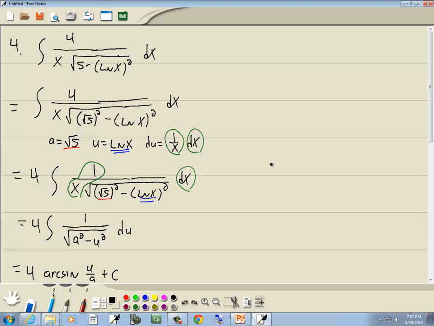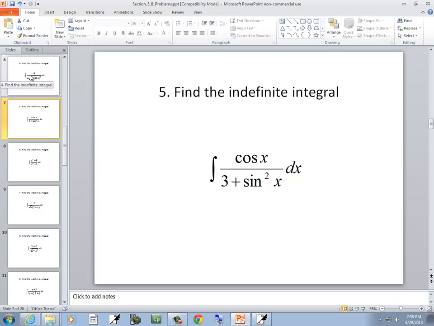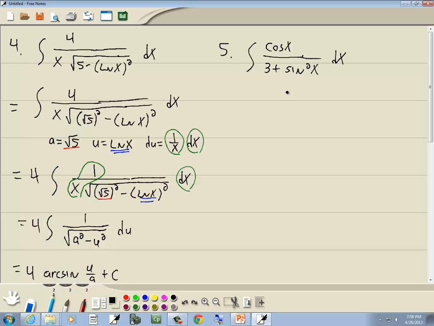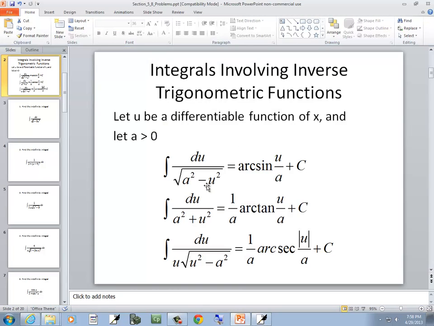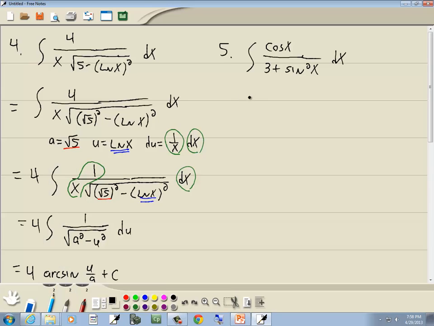okay, let's look at our fifth example. We've got the integral of cosine x over 3 plus sine squared. Now let's go back up to our formulas. There's no square root downstairs, is there? So it can't be the first one, can't be the third one. So let's try to write this as something squared plus something squared. Okay, so we've got cosine over 3 squared plus sine x squared.